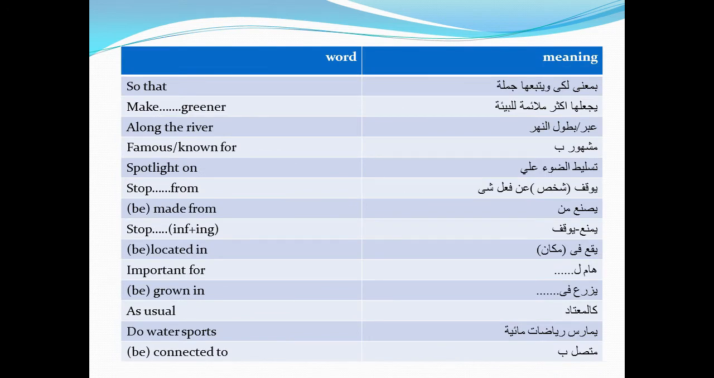Another expression with meaning, so that, make something or some place greener, along the river, famous or known for, spotlight on. When you spotlight on something, it means you focus on something or you highlight something. Stop something from, okay? Be made from. Of course, when we say be made from, be here means in the present am, is, or are, and in the past was or were.